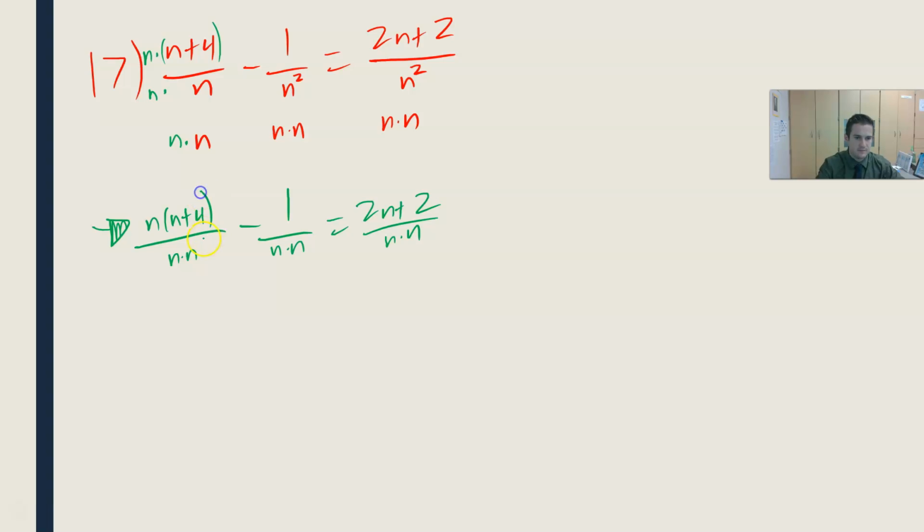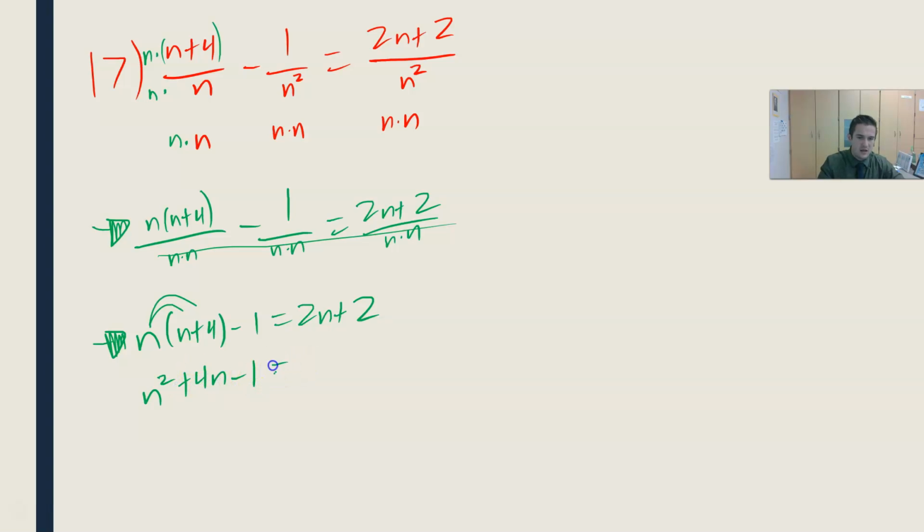See that okay? Now that I have a common denominator, I can ignore the denominators and just look at the numerator, or the top of the fractions. n times n plus 4 minus 1 equals 2n plus 2. Let's simplify this and try to solve. I better multiply n into this parentheses, and I'm going to get n squared plus 4n minus 1 equals 2n plus 2. Notice what happened here.